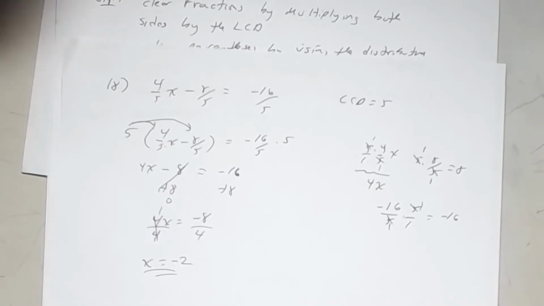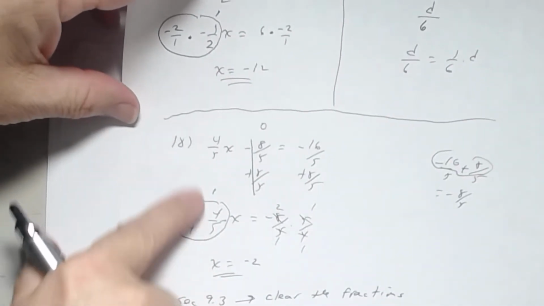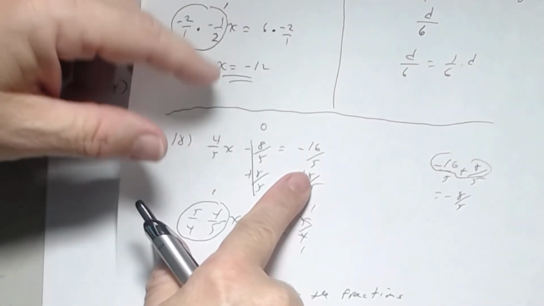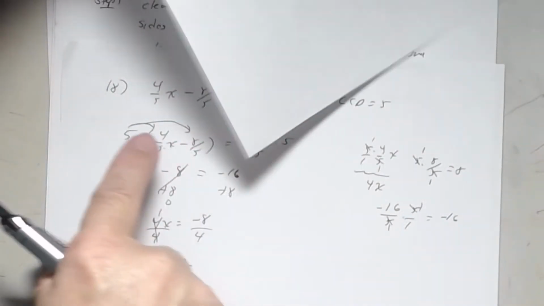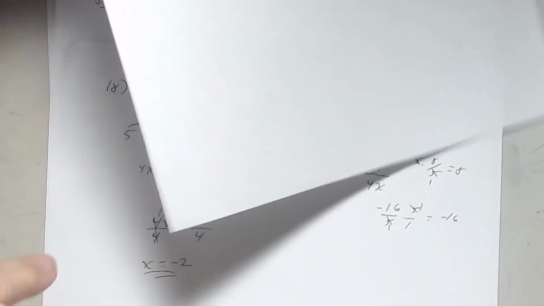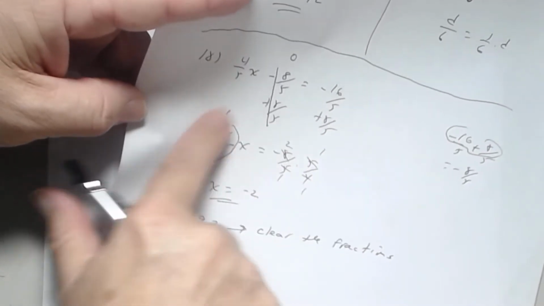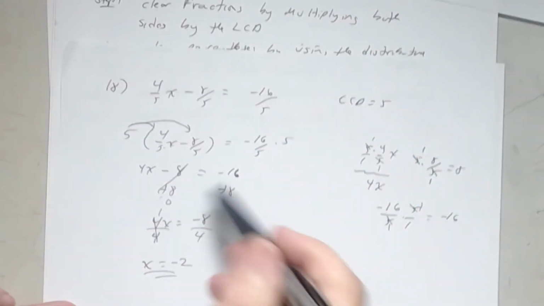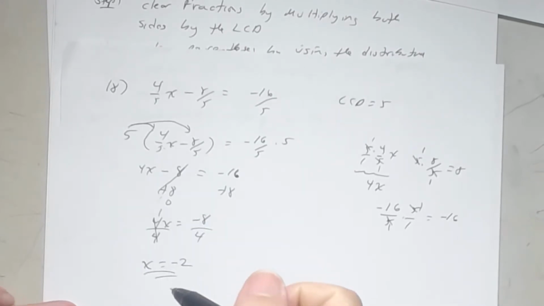Now, it was much quicker for this case. Wasn't it much quicker just to do this? Yes, but it's only because the denominators are the same. There will be a lot of situations where it is easier to clear the fractions. This one wasn't, so it's much easier to have done it the way we learned before, only because these denominators were the same. Here, it's a little bit more work that you have to do.